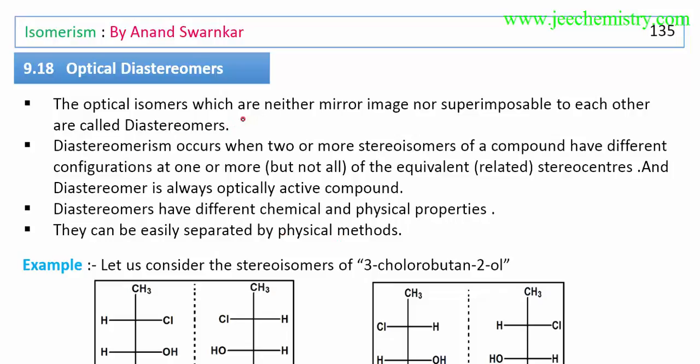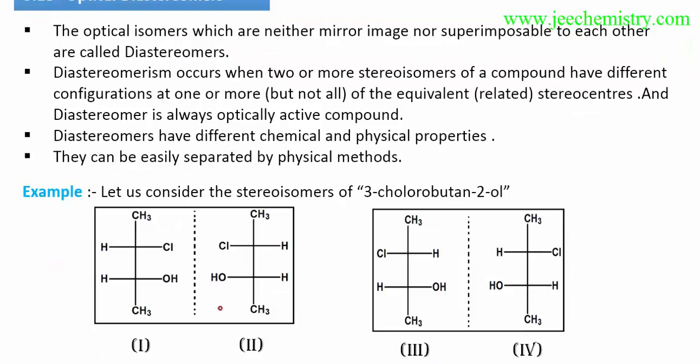Which are neither mirror image nor superimposable to each other. It means if two compounds are diastereomers to each other, then they will not be mirror images and they will not be superimposable on each other. Suppose these two compounds are enantiomers, because this compound's mirror image is this compound. They have no plane of symmetry, and the center of symmetry is absent. So the mirror image of this compound is this compound, so they are enantiomers to each other.